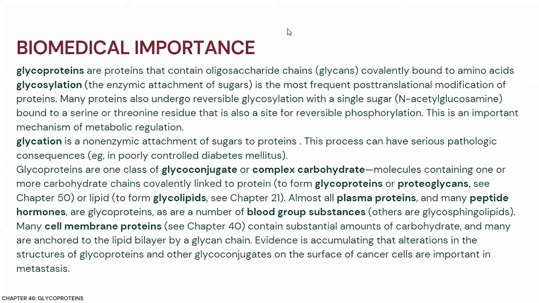Almost all plasma proteins, that's your topic for tomorrow, no? And many peptide hormones are glycoproteins, and also the blood group substances of the RBC, you know, the blood group ABO, no? Others are glycosphingolipids. Okay.